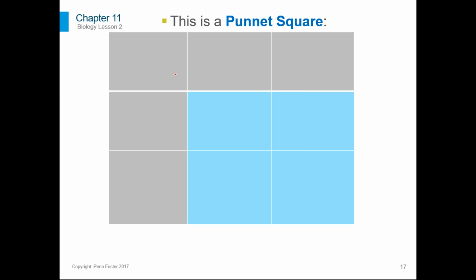Now, the way that we demonstrate this is with a Punnett square. Okay, so that's the name for this diagram. You see them in your textbook. We figure out the parent's genotype, segregate the alleles, and put the alleles for one parent across the top and one down the side.